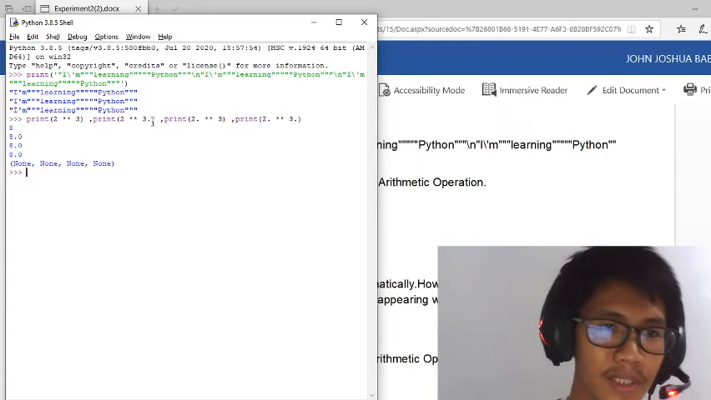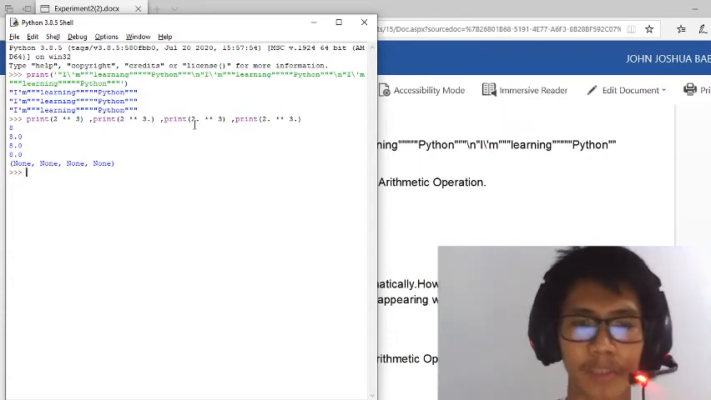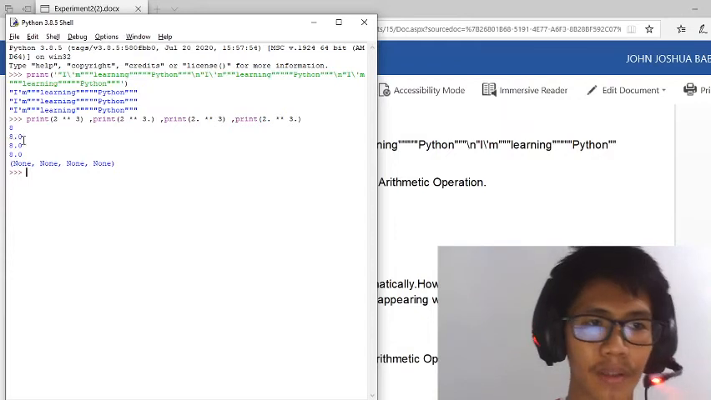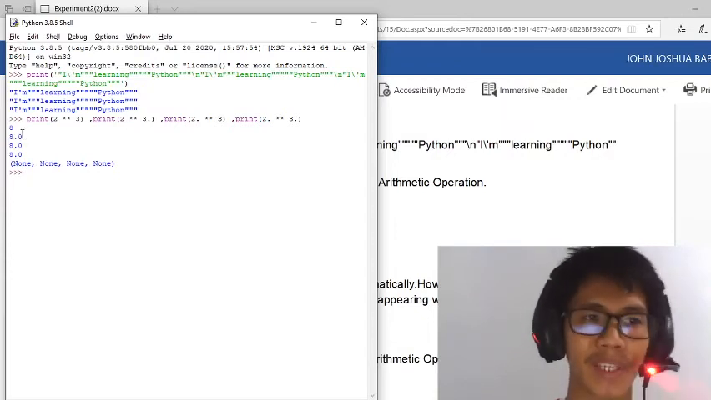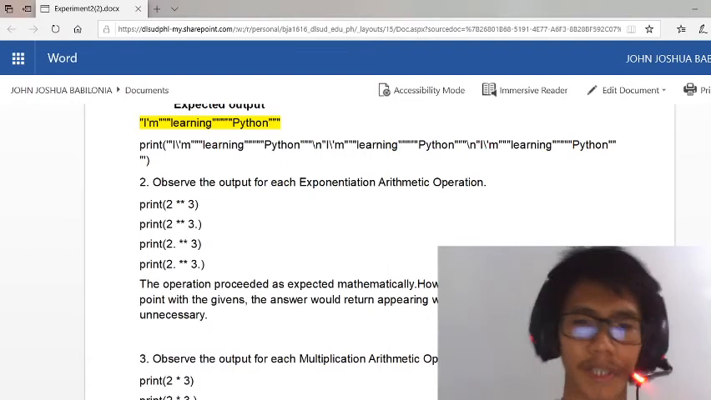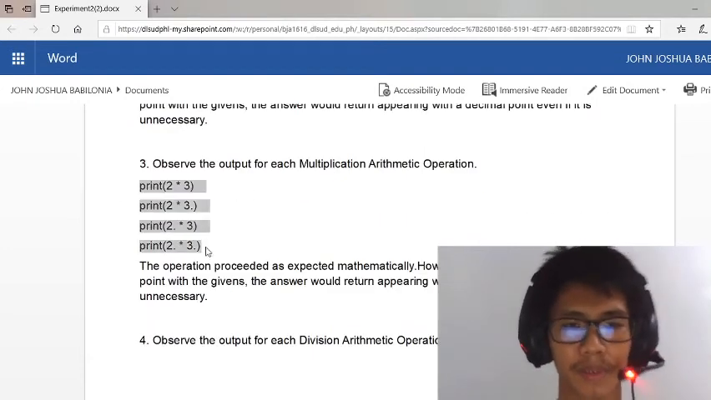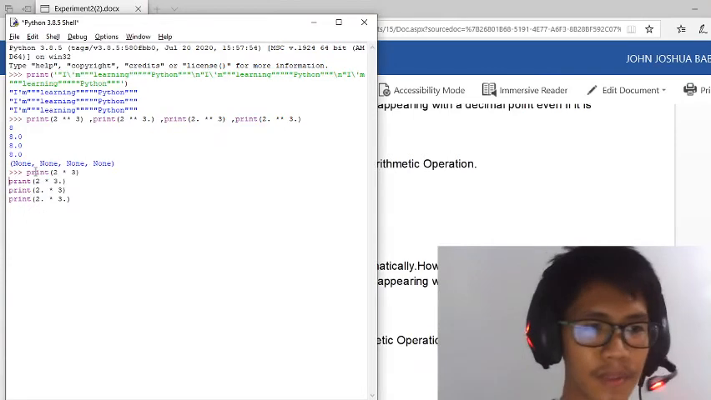But since the givens has at least one single decimal point, the output, for some reason, intentionally had a decimal point. So that goes for this rule. So let's see for the other operations. How about this multiplication operation? Let's see.